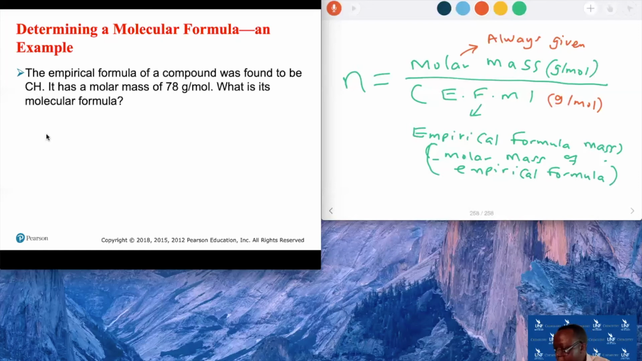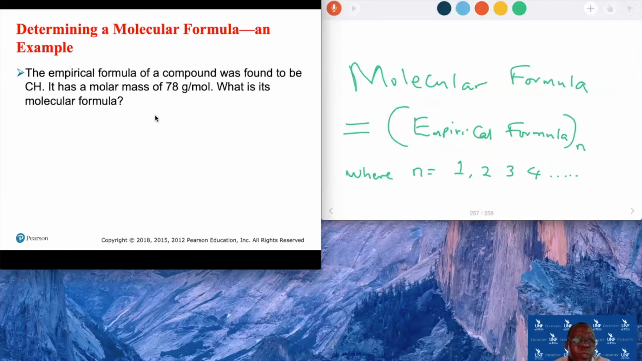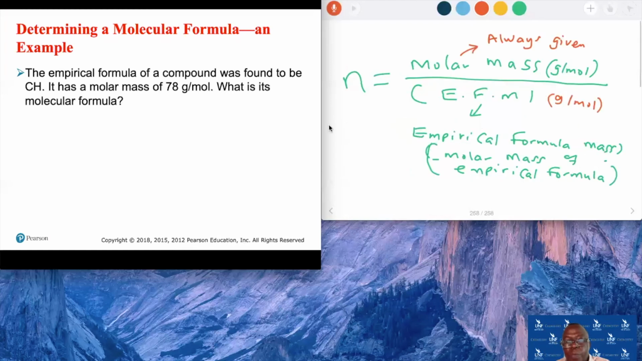The point here is, this is the equation. Look at the question. What is the molecular formula? The equation you will need to use is on the whiteboard: the empirical formula, which is what we have here, and then the n, which we need to find from this equation. Once we know the n, we open the parentheses and you have yourself the molecular formula.